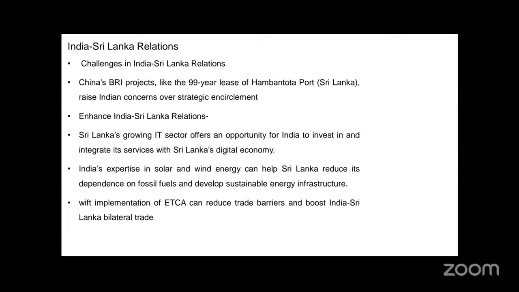Now, what are certain challenges that exist in India and Sri Lanka relationships? The first one is China's BRI, the Belt and Road Initiative projects, which have led to a debt crunch. China leased the Hambantota port from Sri Lanka for over 99 years. This has raised concerns for India about strategic encirclement, because China is already present on the Himalayan borders, then in Pakistan, then in Myanmar. Now in the waters also, India is said to be encircled.